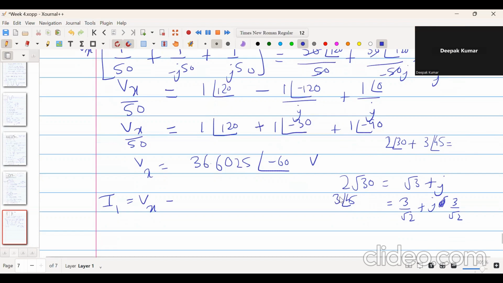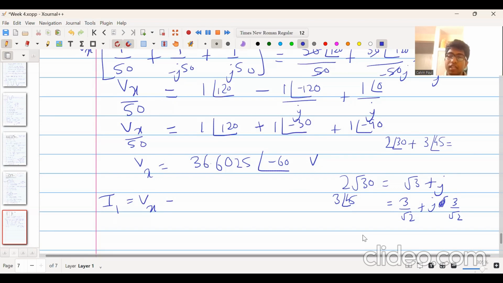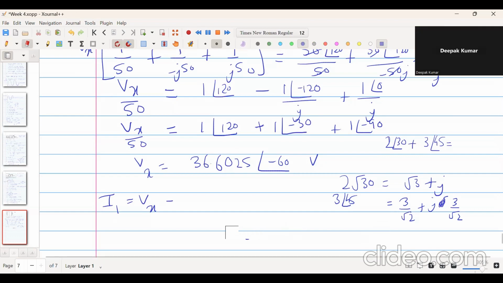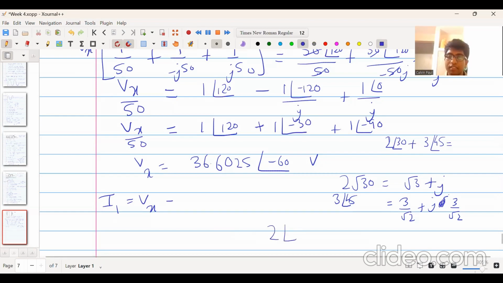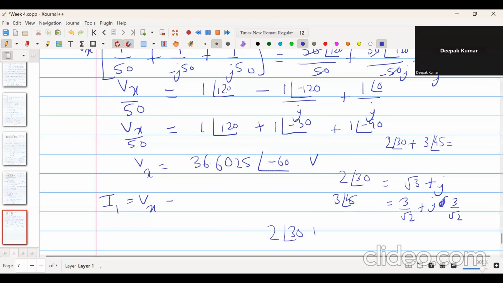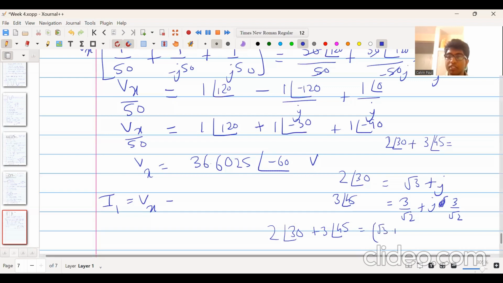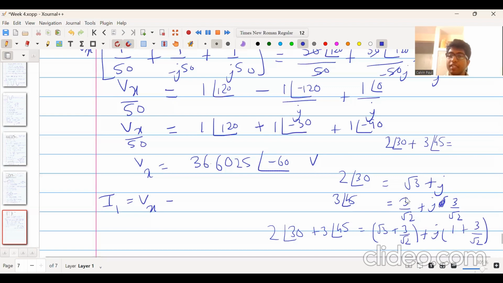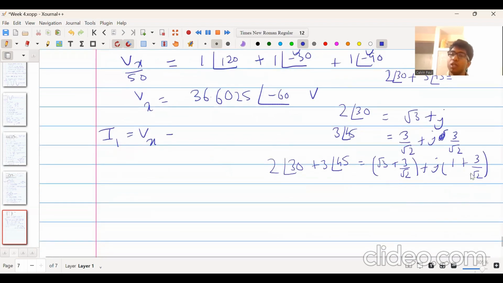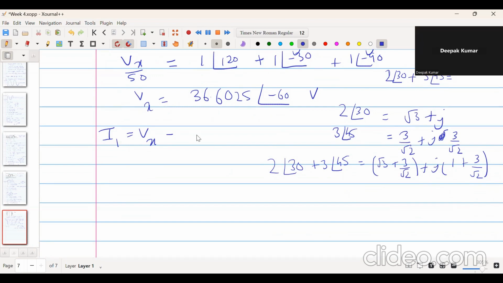So when we add these, the real part and the imaginary part get added. So 2 angle 30 plus 3 angle 45 will be equal to root 3 plus 3 upon root 2, plus j into 1 plus 3 upon root 2. The real part gets added, the imaginary part gets added, and this is effectively the new complex number, the new phasor. Okay sir, so we cannot directly calculate it like divide and multiplication? Yes.